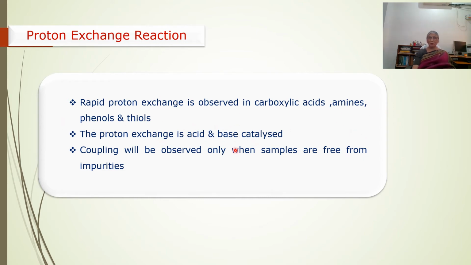And this proton exchange is an acid and base catalyzed reaction. Therefore, if the sample is contaminated with any acid or base, then there will be very fast proton exchange and the residence time of the proton will be less than delta T, and there will be no coupling between the neighboring protons. To see the neighboring proton coupling, it is necessary that the sample should be very, very pure.